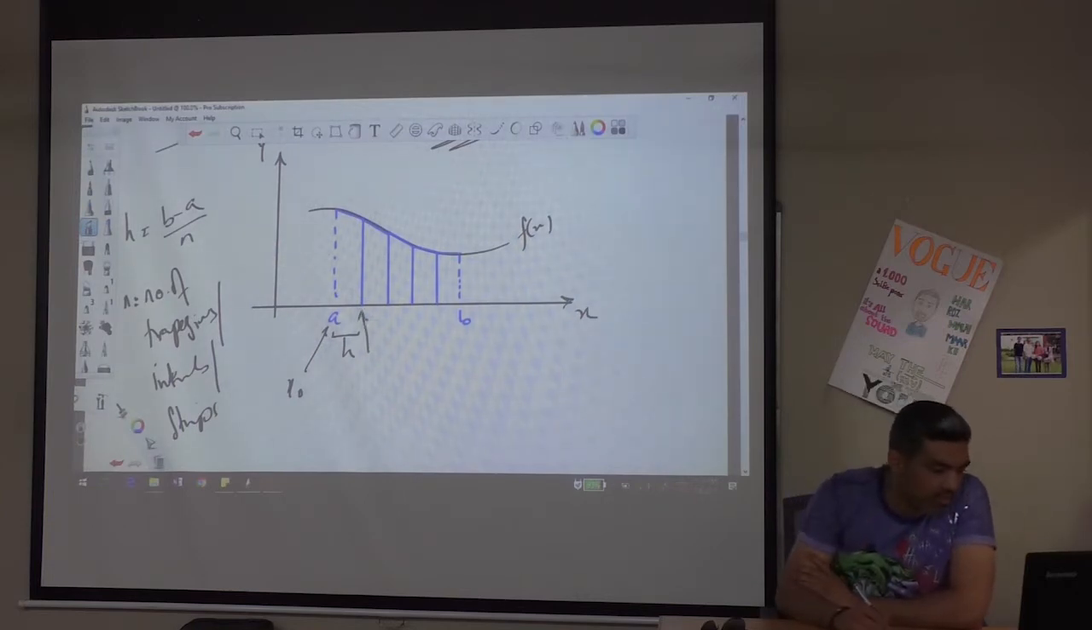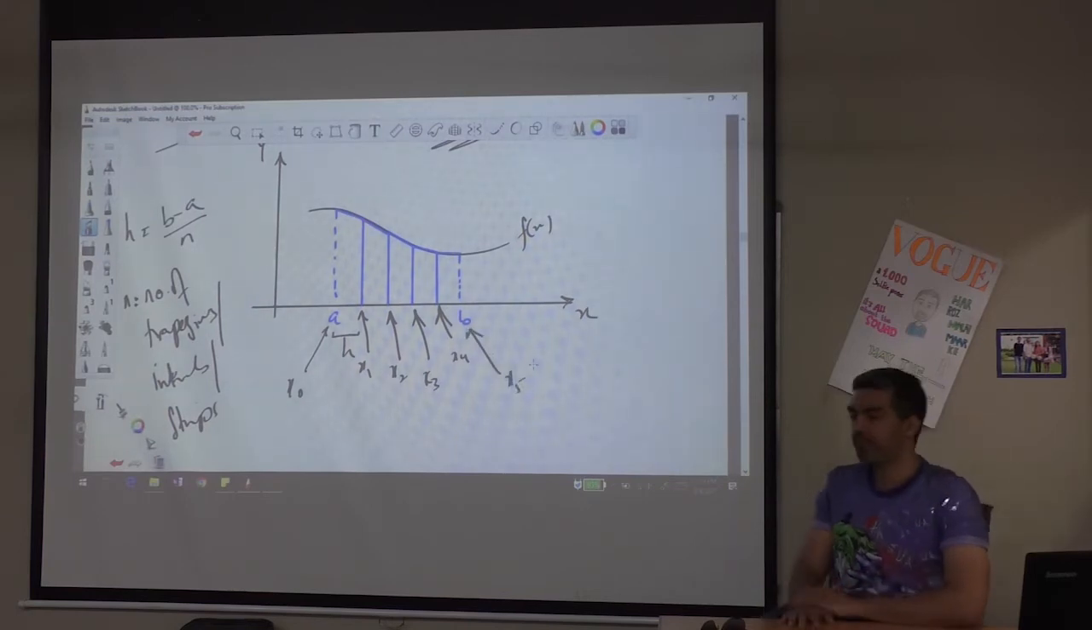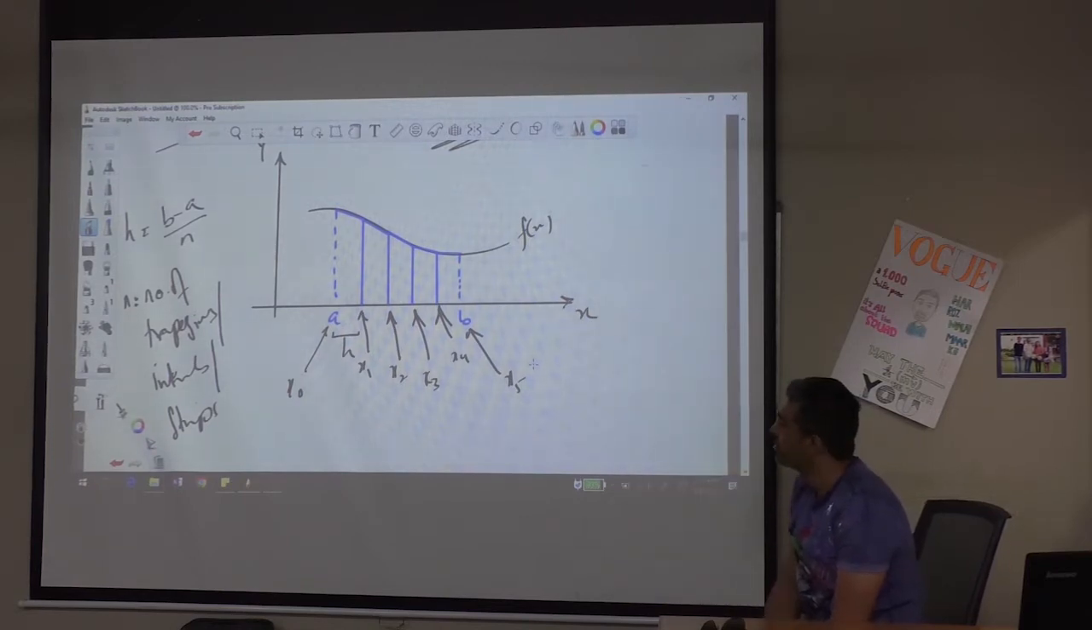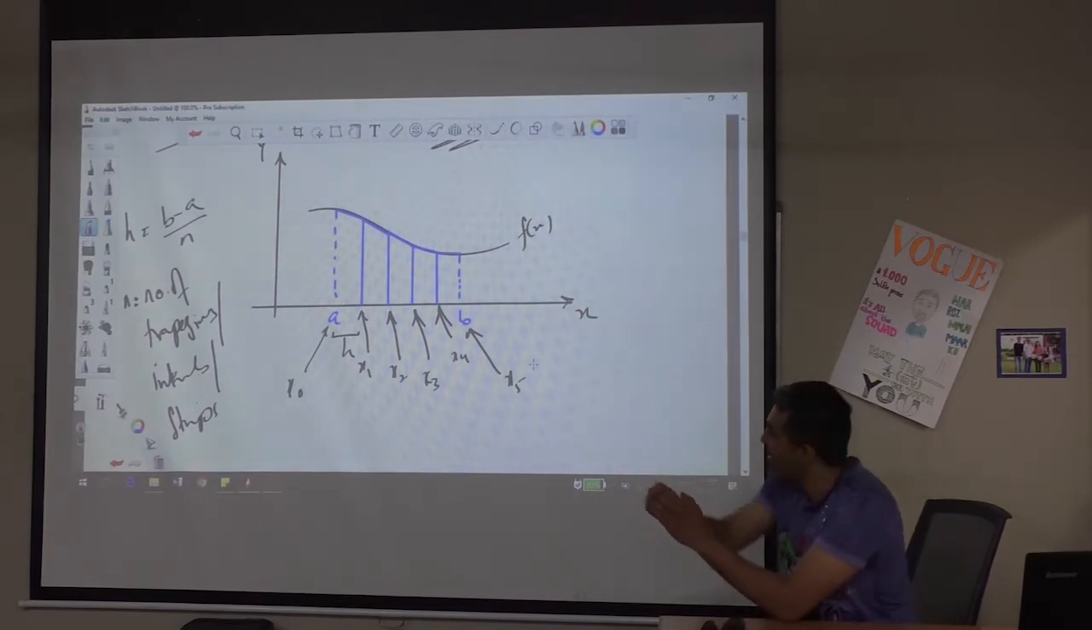The next one x1, उसके बाद x2, then x3. This is x4, and the last one in our case is x5. Okay, for this particular example, x0 से लेके x5 तक. अच्छा, how do you find x0? Take x0, उसमें h add कर दो. You have the width h, right? Just add h to it.